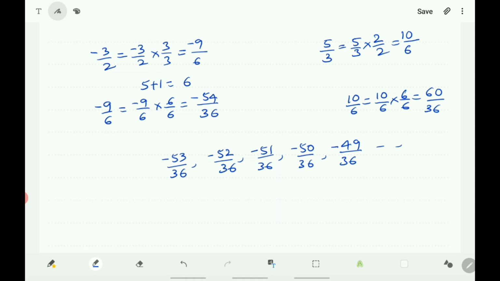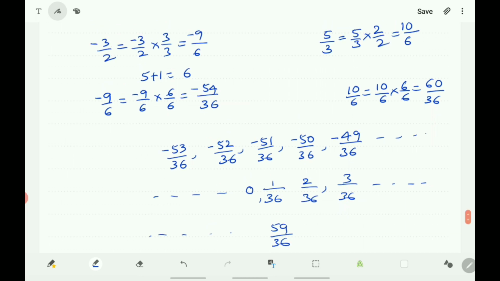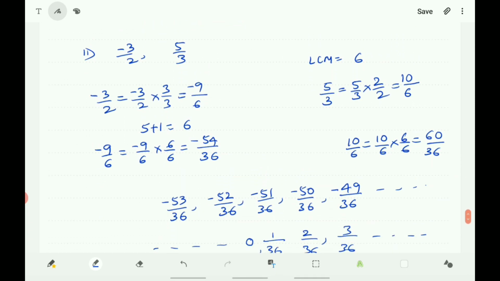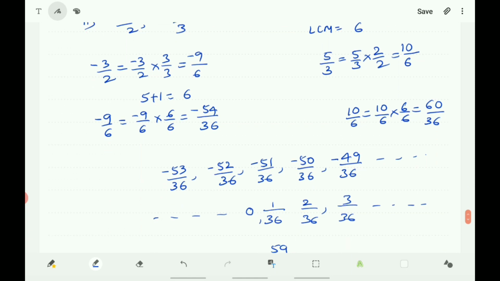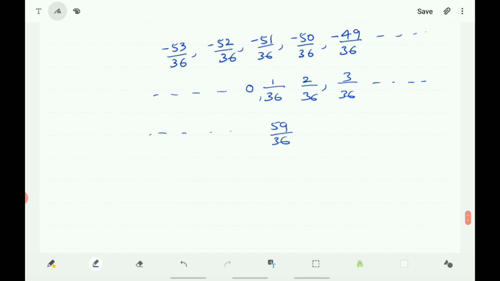Like this way you can write. Here you will reach 0 after some time. And next you will write 1 by 36, 2 by 36, 3 by 36, so on you will write up to 59 by 36. You will get a large number of rational numbers between minus 3 by 2 and 5 by 3, but you need only 5 here, so you select any 5 out of these.